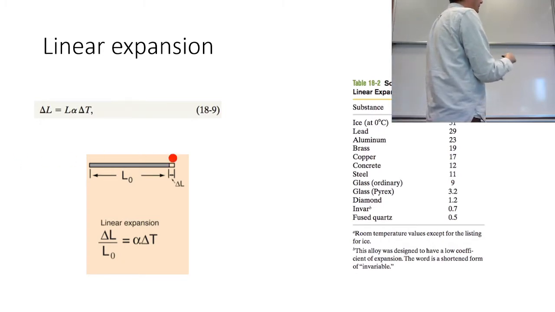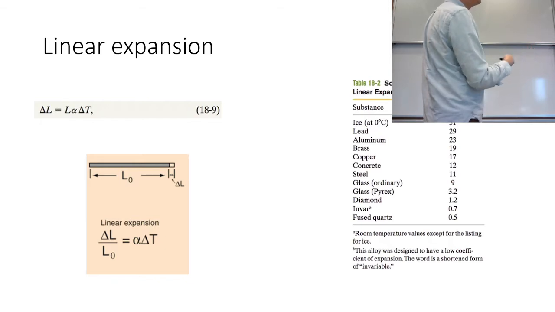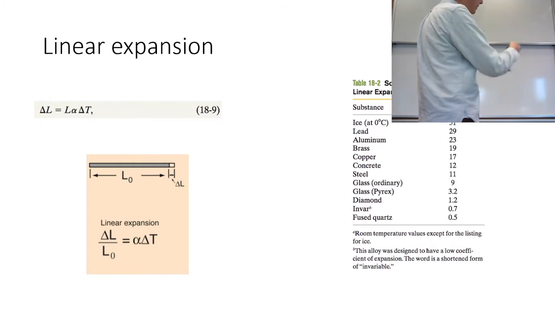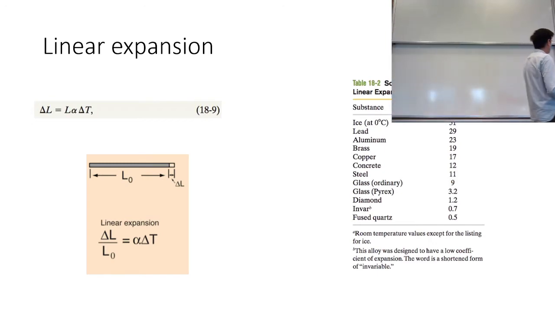So basically, this formula is just saying those two things: the amount that the material L expands is proportional to the length of the original material, and then also the temperature.